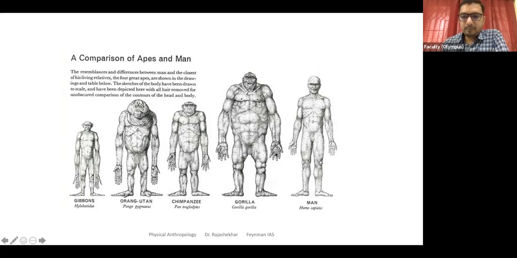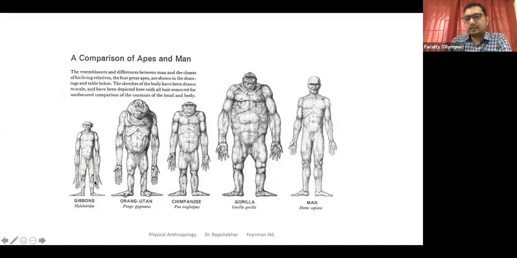Okay, but body proportionality differences that you notice. They may go from gibbons to gorillas, a lot of variation in size, whereas human proportionality is different. So what do you notice here? We actually have, I think I already mentioned to you, shorter arms, longer legs. Look at orangutan, look at gibbons, they actually have quite a bit of long arms compared to their legs.